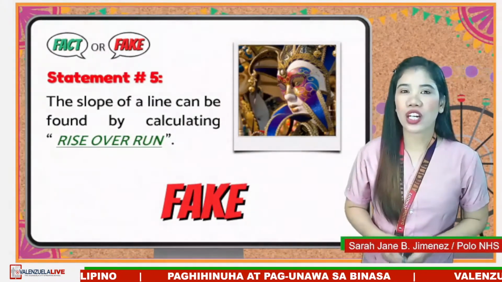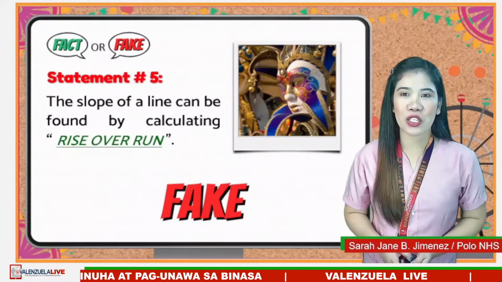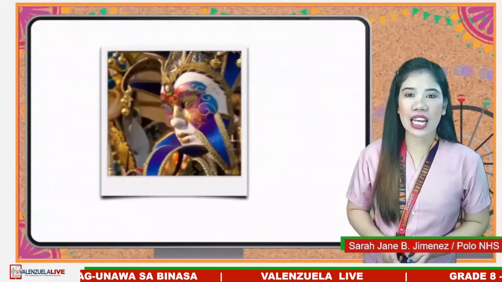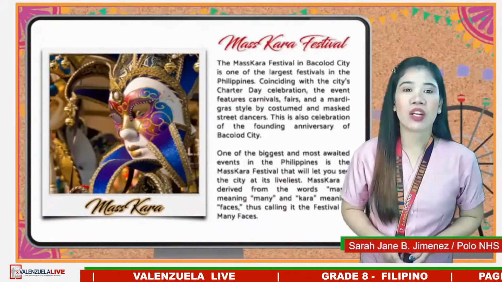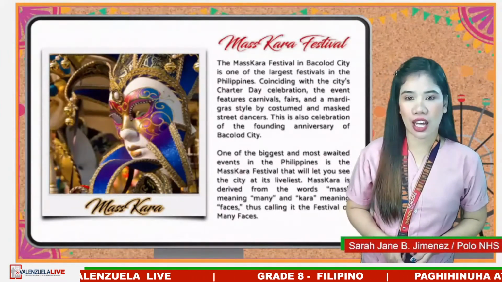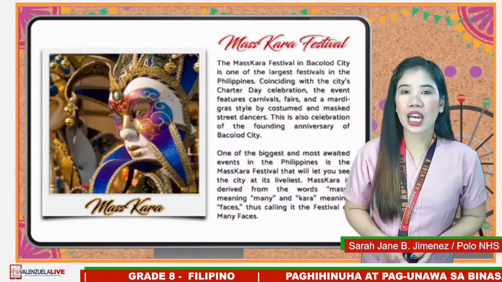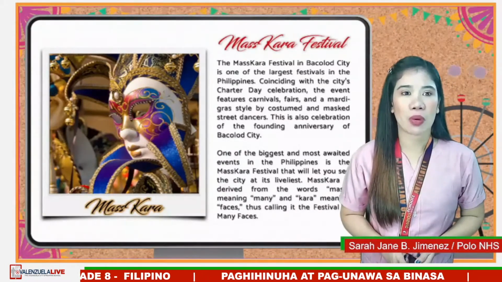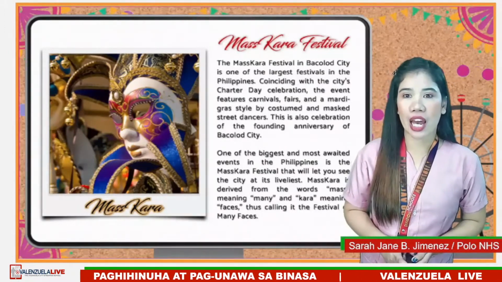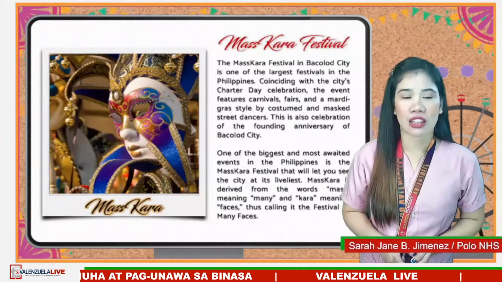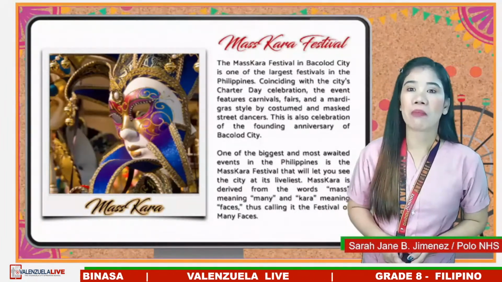With your knowledge from the previous lesson, rectangular coordinate system, the second picture is finally revealed. Our second festival from Visayas is the MassKara Festival of Bacolod City from the province of Negros Occidental. This is one of the largest festivals in the Philippines. Coinciding with the city's Charter Day celebration, the event features carnivals, fairs, and a Mardi Gras style of costume and masked street dancers. This is also a celebration of the founding anniversary of Bacolod City.